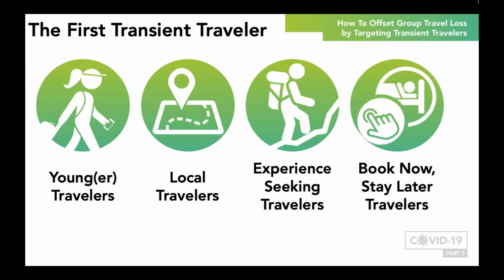And finally, transient travelers are ready to book now. As we saw in the slide before, these travelers have been in that dreaming and planning phase for almost 3 months. They are ready to move into that booking stage. Now, they may not be staying today or tomorrow, but they are ready to book, and they're using the information today to make that decision.